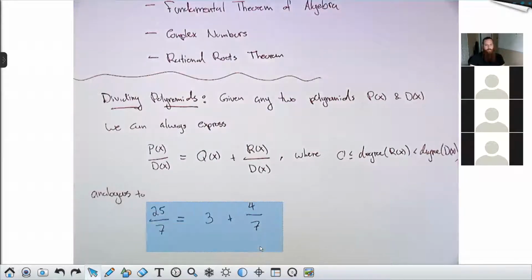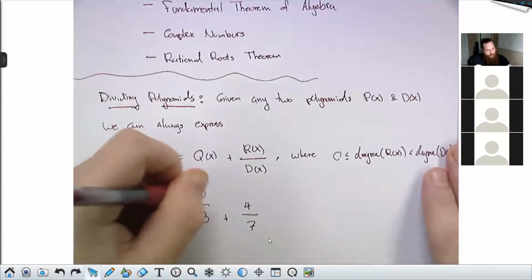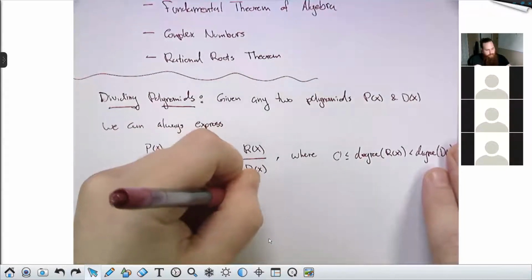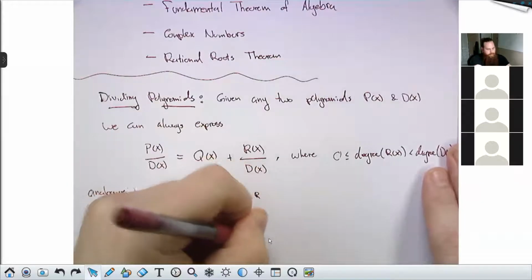So I could write 25 over 7 as 3 plus 4 over 7. This is something that most of us learned how to do with numbers in elementary school, right? You try to divide 25 by 7, it doesn't go evenly, but there's 3 copies of 7 in the form of 21. And so I can say, okay, 25 divided by 7 is equal to 3 plus the fraction 4/7. So this is kind of like your Q. This is like your R, and this is your D.